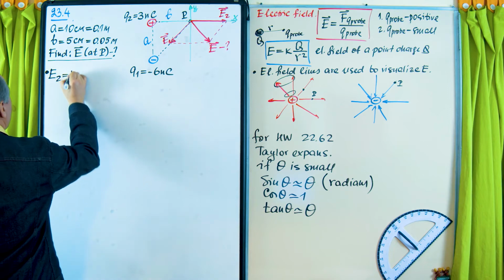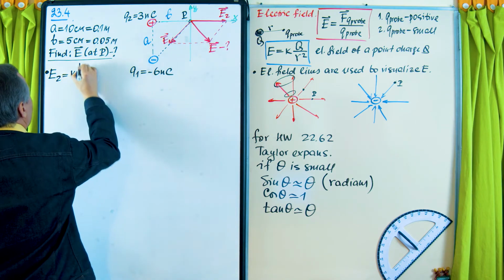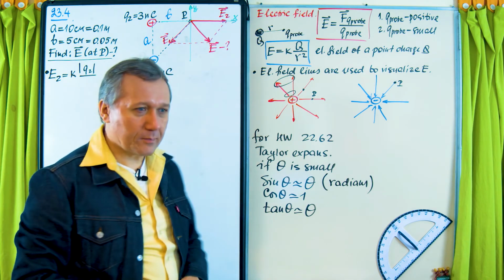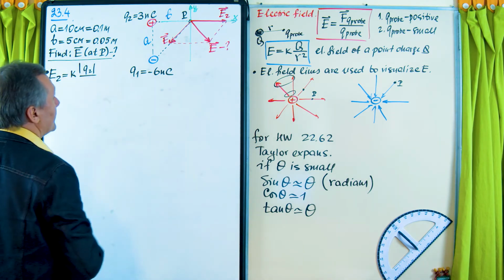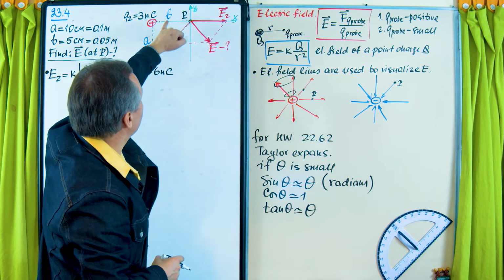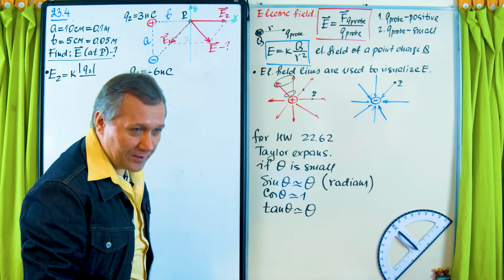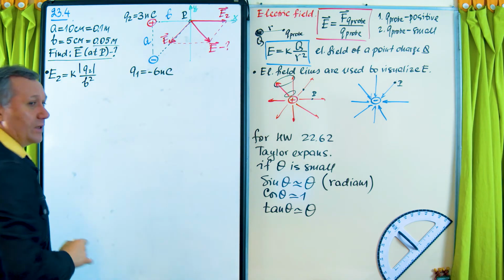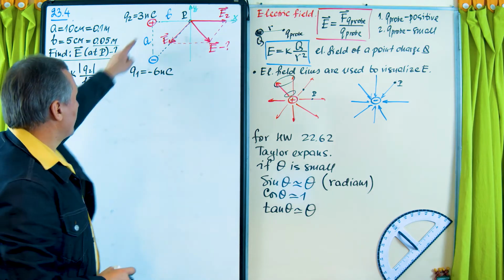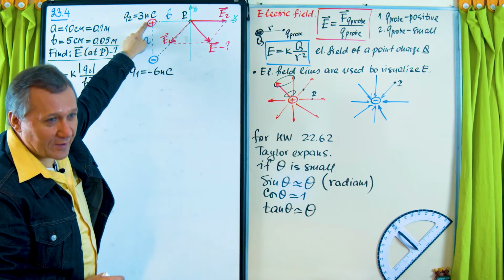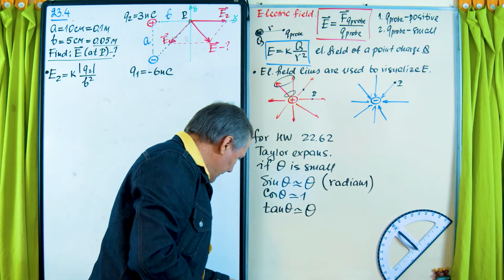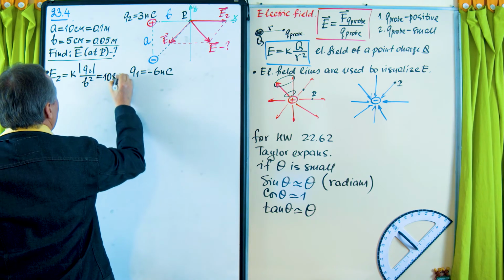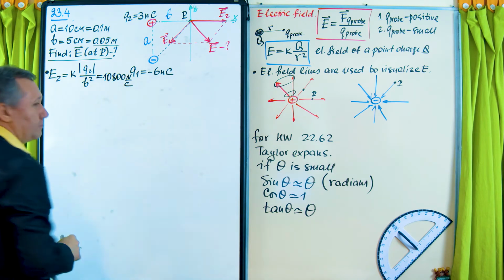E2 equals, of course, K, absolute value of Q2, but it's positive, so absolute value doesn't do anything, divided by the square of the distance from the charge to the point in question. So in this case, it's B squared. And of course, don't forget, B must be in meters, right? And again, don't forget that nano is 10 to the power of minus 9, don't make that silly mistake. So if you calculate, you will end up with 10,800 newtons per coulomb.